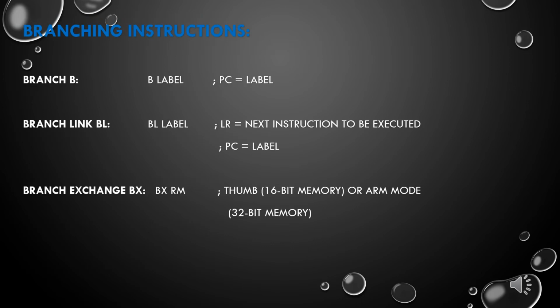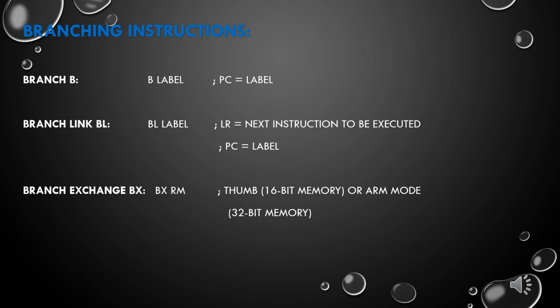A branch is an instruction in a computer program that causes a computer to begin executing a different instruction sequence and thus deviate from its default behavior of executing instructions in order. There are three types of branching instructions. Branch, B. Its syntax is B label. It is basically a simple jump to a function called label.